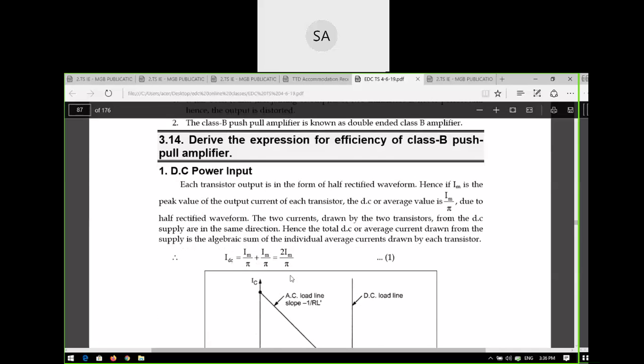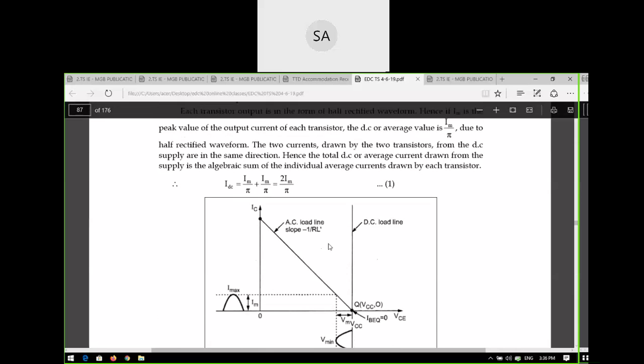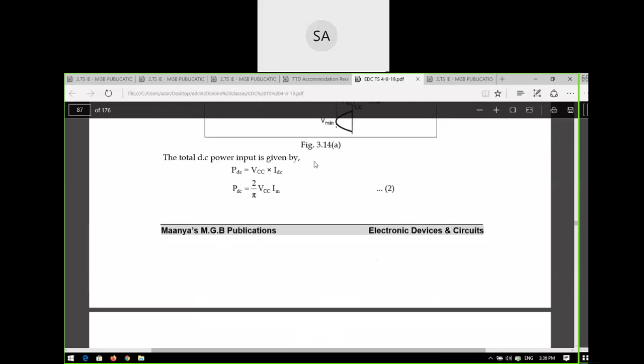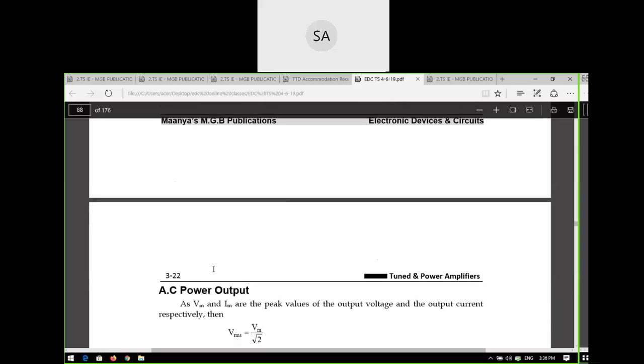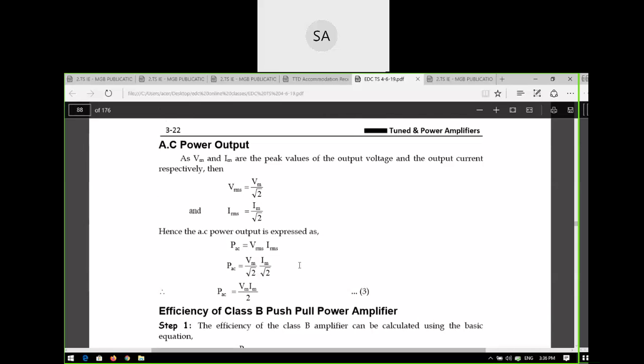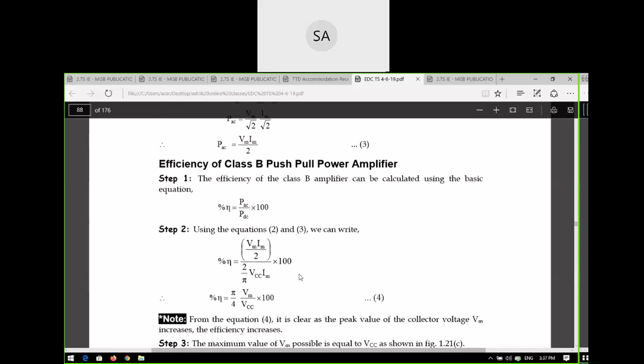So the DC power input. What is the DC power input? It is the average signal. So the average or DC value is 2 IM by pi. So PDC is VCC into IDC. So IDC is 2 IM by pi, into VCC. So this is the DC input. What is the AC power output? It is VRMS into IRMS. So VM by root 2 into IM by root 2. So what will happen? VM into IM by 2.